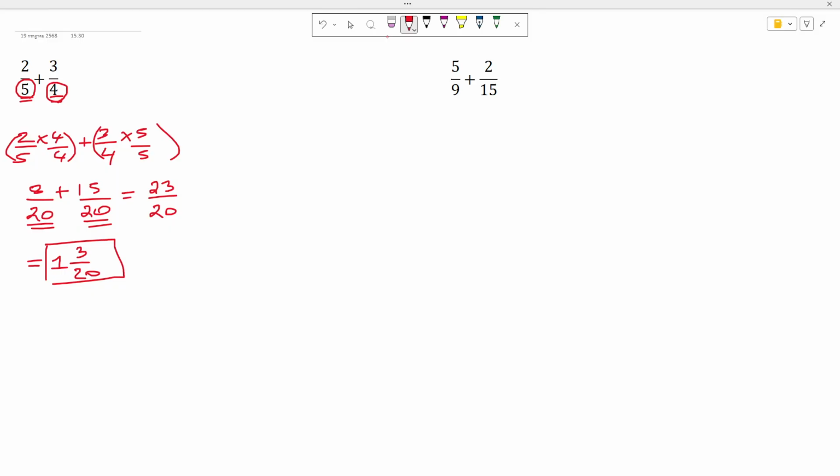Now if you take a look at question number 2 guys, you'll know that this won't be as helpful in all the cases. Now let's get to it and then I'll let you guys know why. So what do we do? We take the first fraction, 5 over 9, and multiply it with the opposite denominator, times 15 over 15, plus we take the second fraction, which is 2 over 15, and multiply it with the opposite denominator, which is 9 over 9.